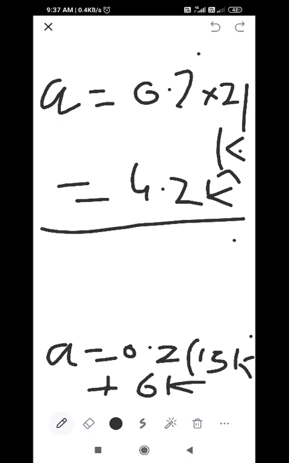Now you go through your book and do all the numericals that are related to this formula.